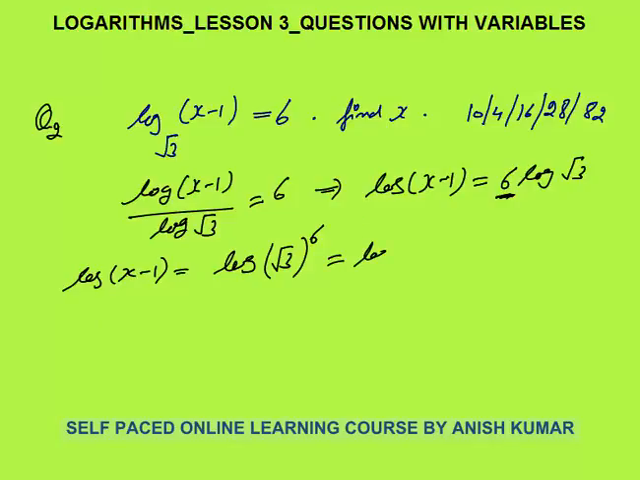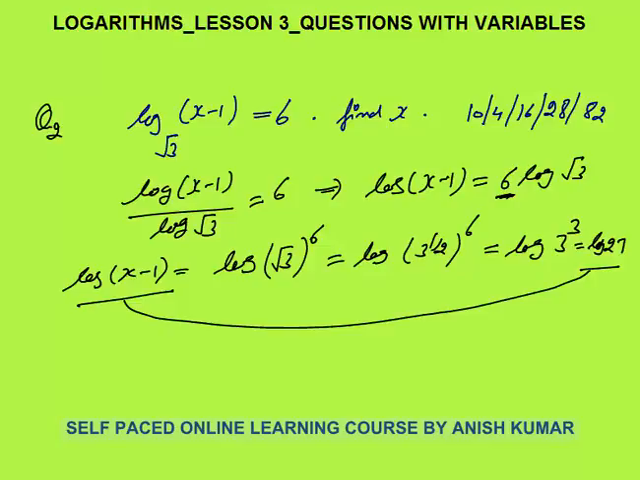Now what is root 3? Root 3 is 3 power half, power 6. When you open the bracket, the power will multiply. This becomes 3 power half into 6, which is 3 power 3. That is log 27. Now log a is equal to log b, and the base is the same, so you can simply say that x minus 1 will be equal to 27. x would be 28. So the objective of discussing such a question is how to solve it in the least possible time, as I have solved it in front of you.